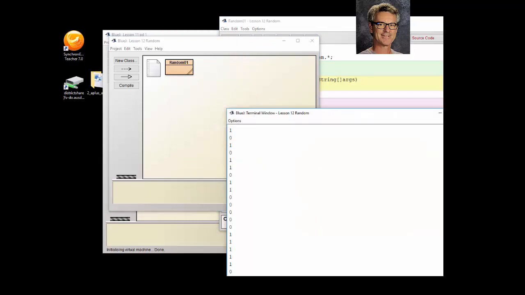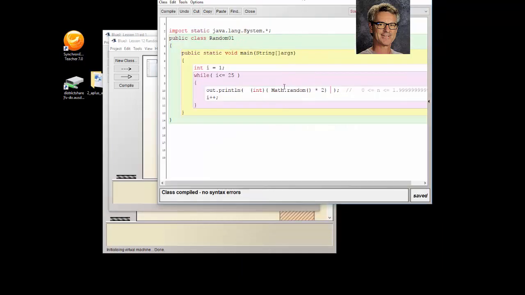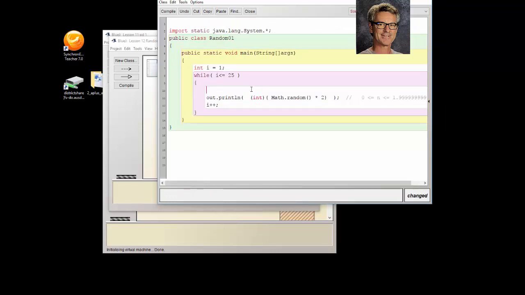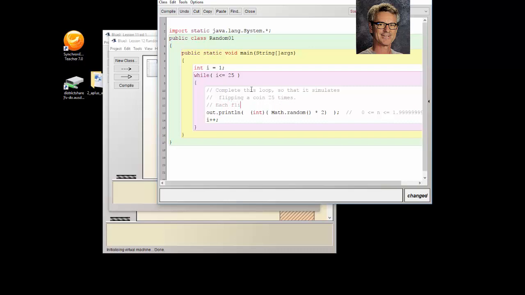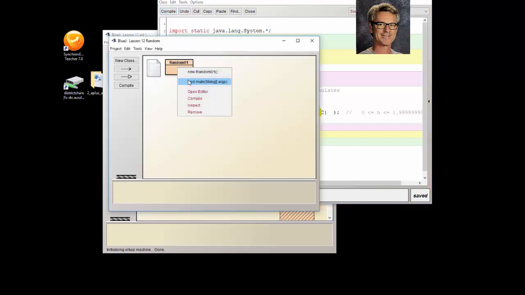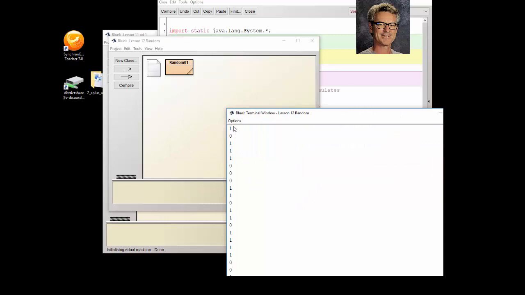There they are, a bunch of zeros and ones. Okay, now we played with that code a little more by letting it simulate flipping a coin. We said, complete this loop so that it simulates flipping a coin 25 times. Each flip, display heads or tails. So we arbitrarily pick a number, either 0 or 1, right? This here gives zeros and ones. We arbitrarily pick a number for heads and pick one for tails. And so maybe all these ones become heads and all the zeros become tails, and we'll have simulated it.